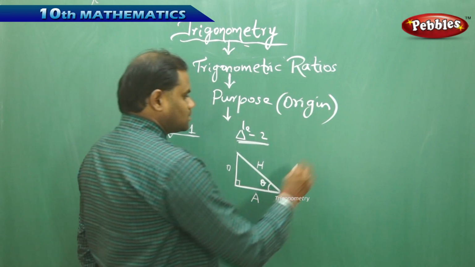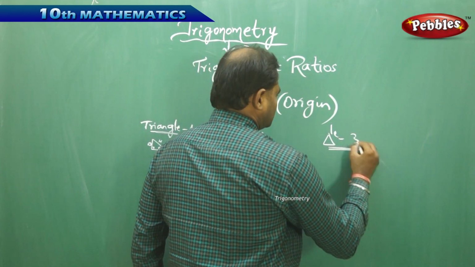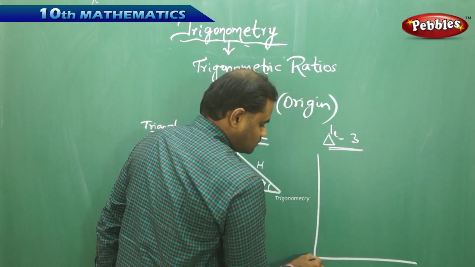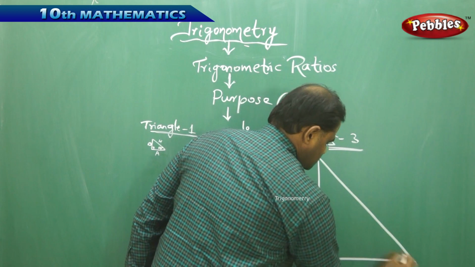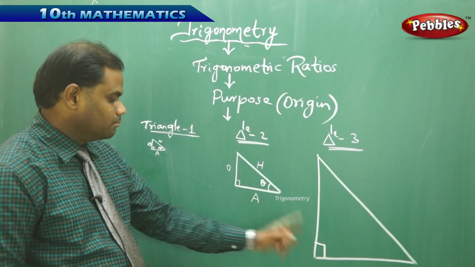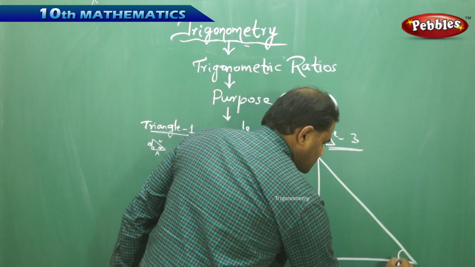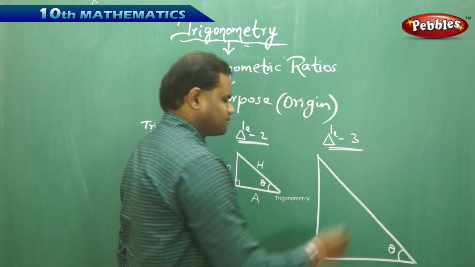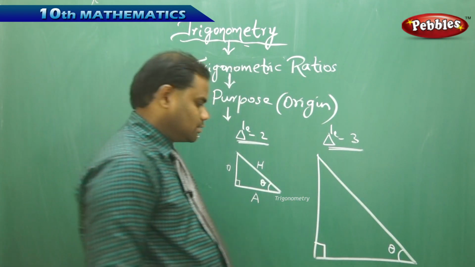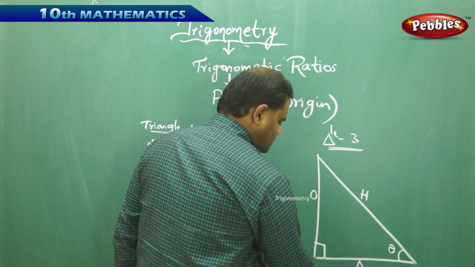Next, I consider the third triangle, triangle 3, which is quite big. This is the triangle which is bigger than this and even bigger than this, and here I take the angle theta. Now let's identify H, O and A. This is H, this is O, and this is A.